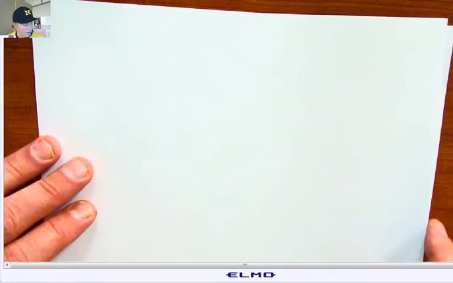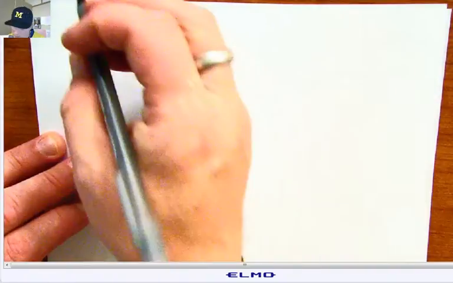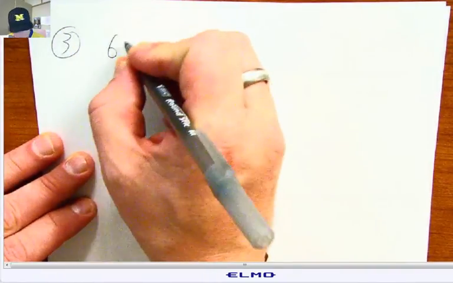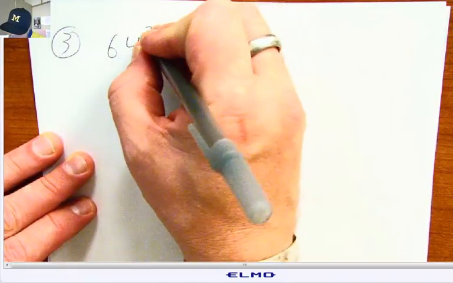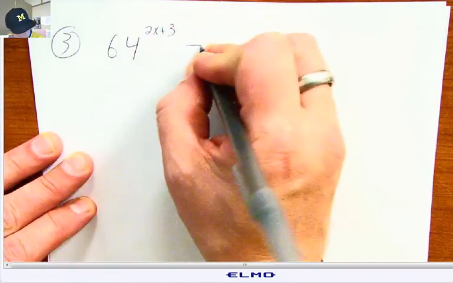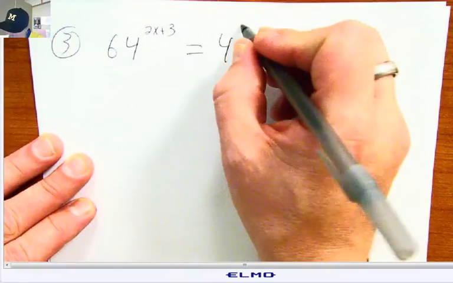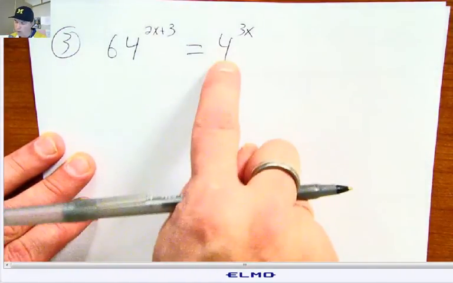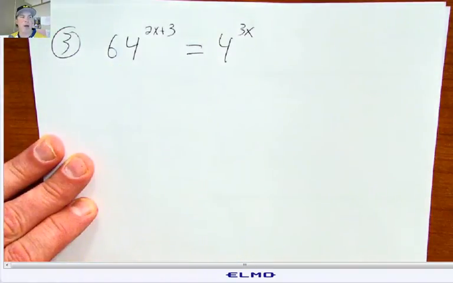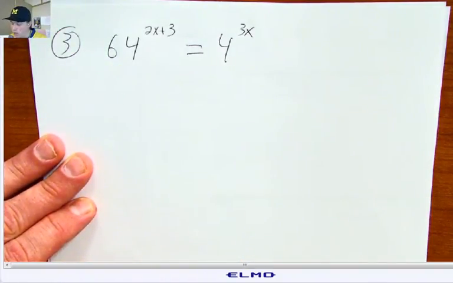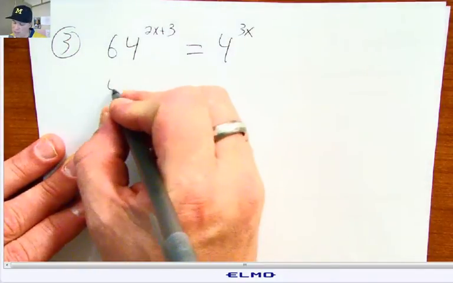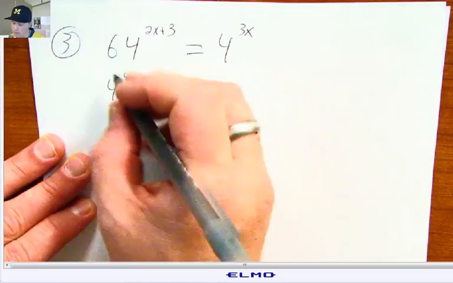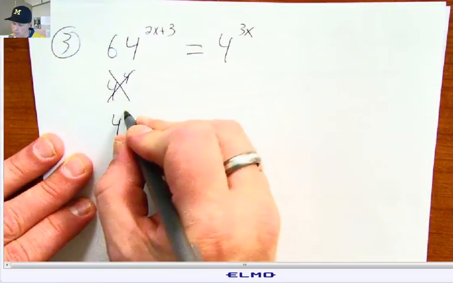Number 3. Example 2 and 3 are actually quite similar. I'm gonna switch 3 around. What if I had 64 to the 2x plus 3 equals 4 to the 3x? Well, what do 4 and 64 have in common? You need to have those exponents in your head completely locked down. I know that 4 to the 3rd power, 4 times 4 times 4, that happens to be 64. Whoop, not 4 to the 4, 4 to the 3.